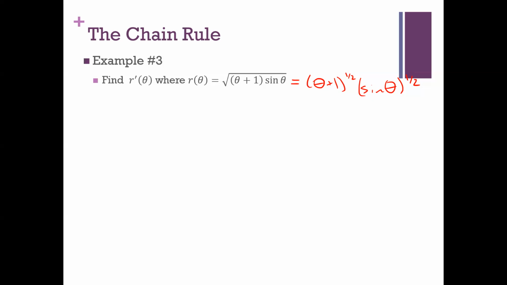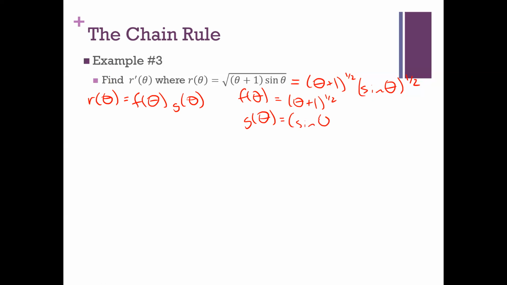That'd be your f and g, right? So if we try to set it up that way, how are f and g related? If we try to set this up as r of theta equals f of theta times g of theta, where f of theta is equal to theta plus 1 to the 1/2, and g of theta is equal to sine of theta to the 1/2.